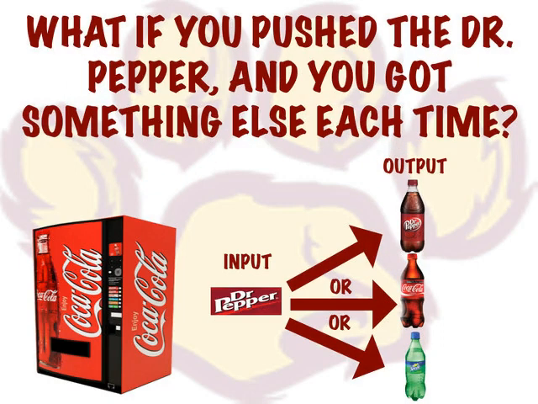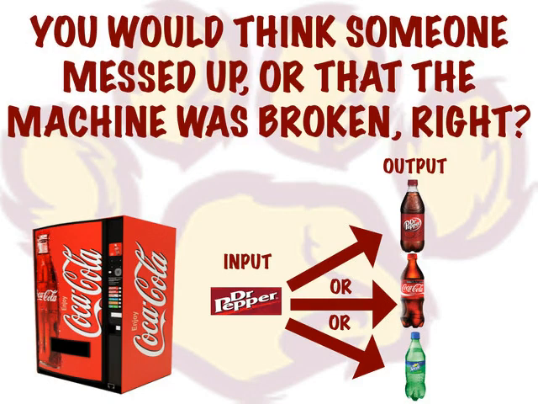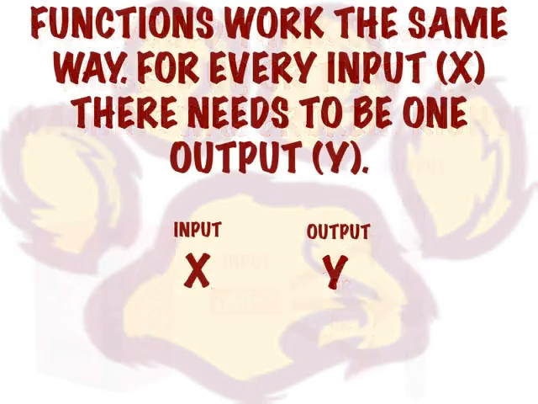But what if you pushed the Dr. Pepper and you got something else each time? You would assume that someone either messed up filling up the machine or that the machine was broken, right? Functions are very similar. For every input, which is an x value, there needs to be one output, or y value.